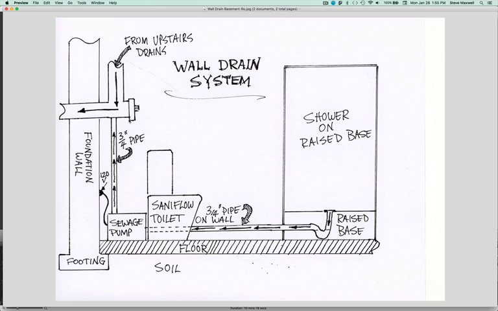So this sort of an arrangement here with the wall drain is something that I think you'll find in rural areas where there is no municipal sewage system. But no matter where you find it, you can solve the problem with one of these macerating toilets that also handles other wastewater.